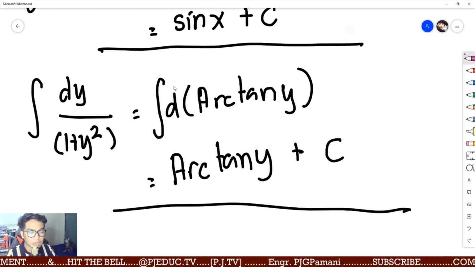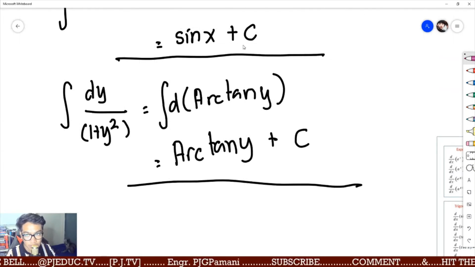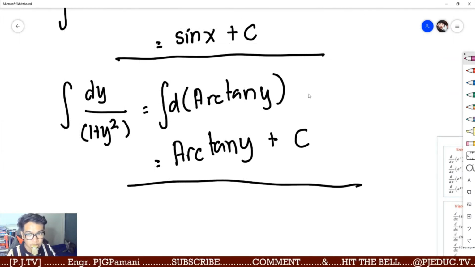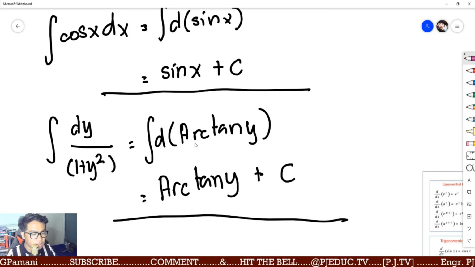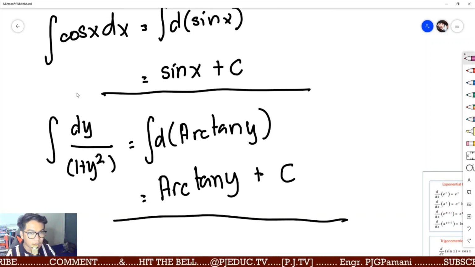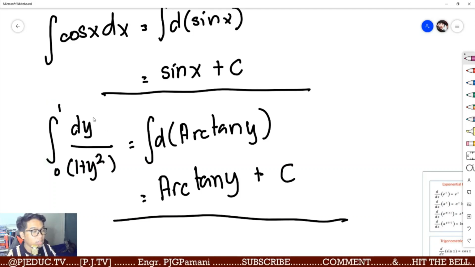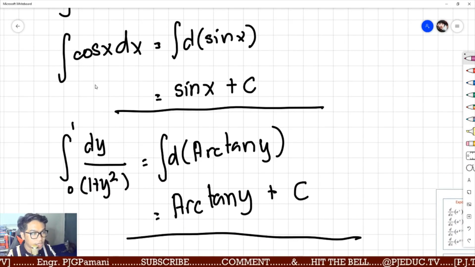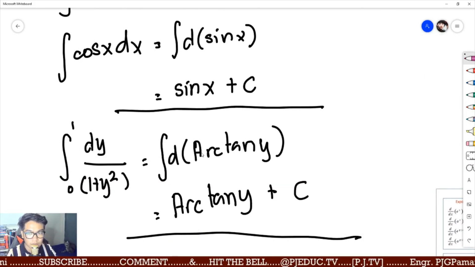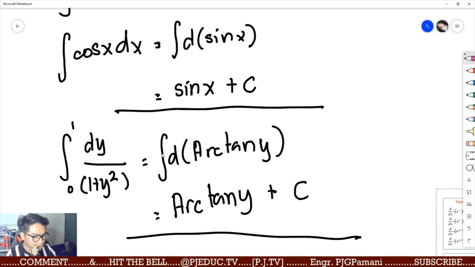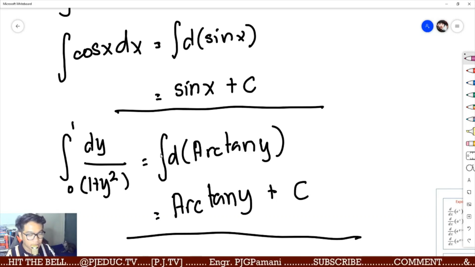Later on in the latter discussions, we will then be able to solve the integration constant c. Pero dito muna tayo sa basic. Then later on, magkakaroon na yan ng limits, which I believe has also been introduced to you before during your differential calculus. Okay? That is the first property of indefinite integral.